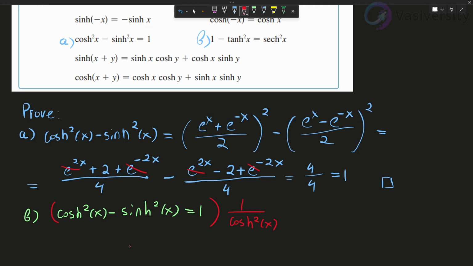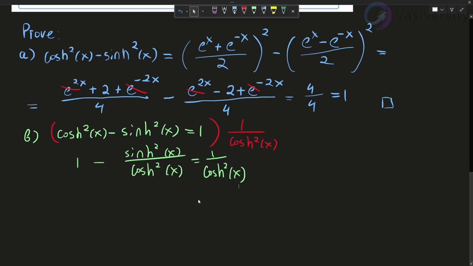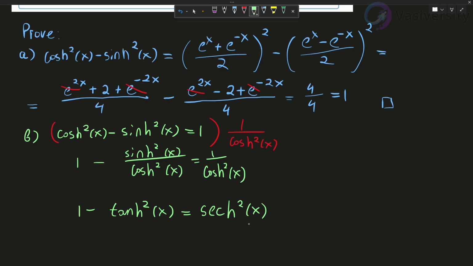So if we distribute to every term, we get 1 minus hyperbolic sine squared x over hyperbolic cosine squared x is equal to 1 over hyperbolic cosine squared x. And by using the definitions of the hyperbolic functions, we end up with 1 minus hyperbolic tangent squared of x, which is equal to hyperbolic secant squared of x. Perfect.